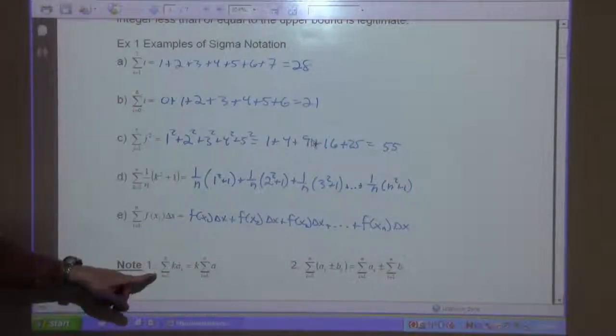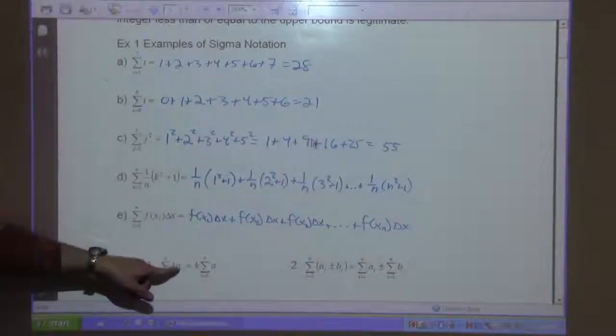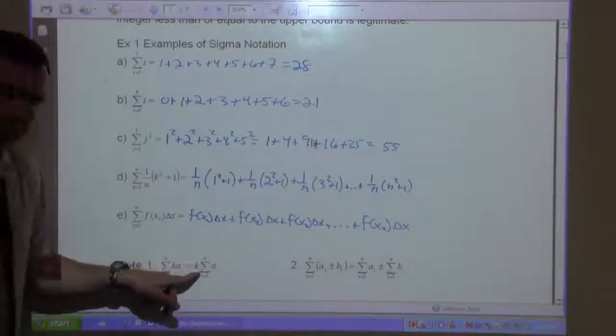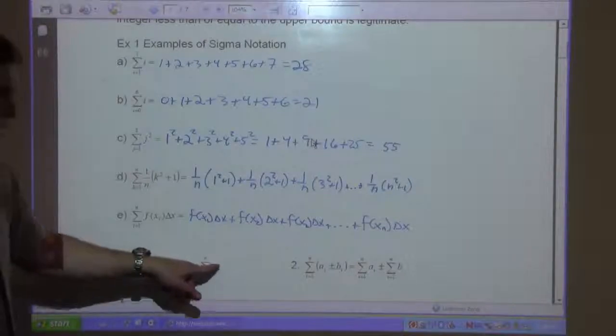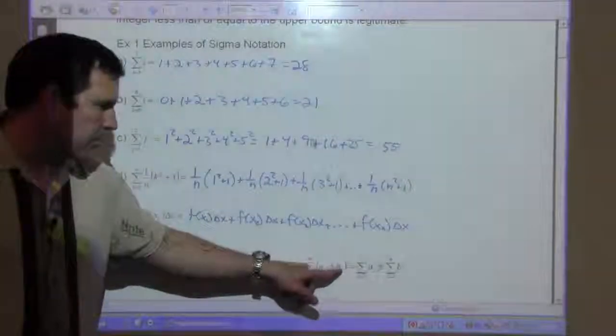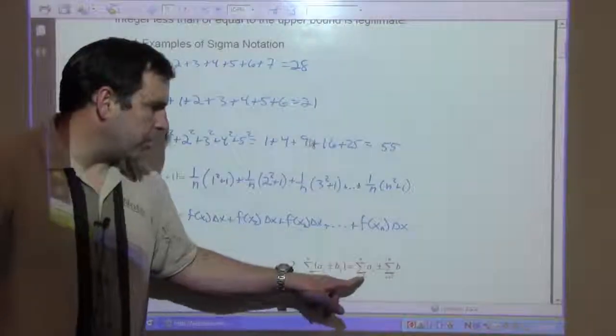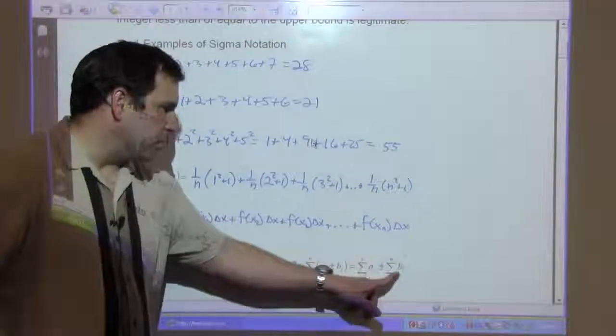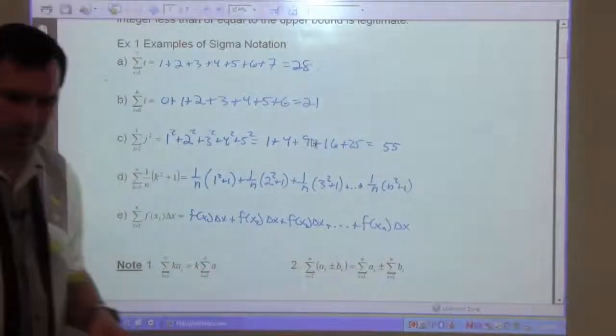Now note that the sum as i goes from 1 to n of k times a sub i, you can pull that k out. It's just a constant. It's not affected by the i, so you can pull it out and sum those up. And the sum as i goes from 1 to n of a sub i plus or minus b sub i will be the sum as i goes from 1 to n of a sub i plus or minus the sum as i goes from 1 to n of b sub i. So you can split them up into their own summation symbols.